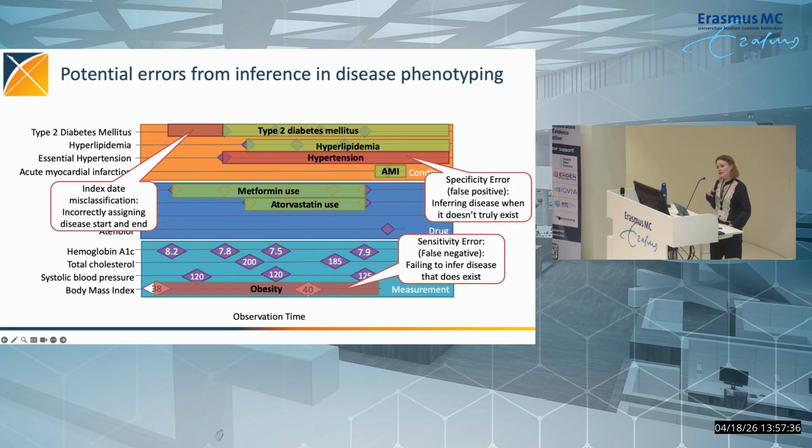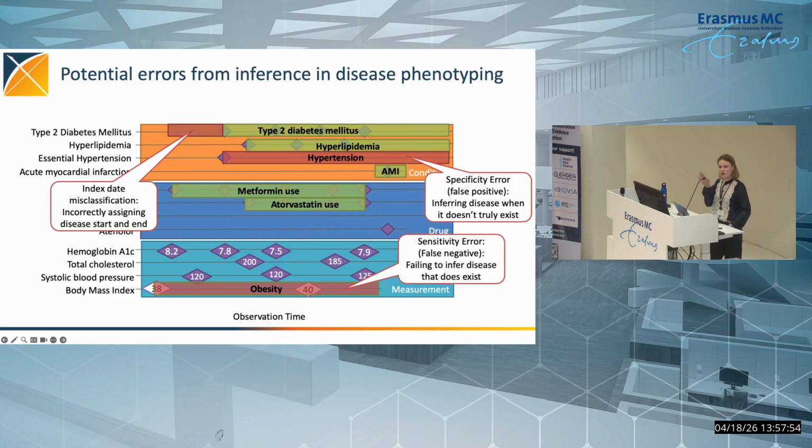We want to look at the sensitivity. Are we including all of the patients that have the disease, or are we missing some? And we want to look at index event misclassification, because you can include just the right patients, but at the wrong point in time. And that is not really covered in the literature a lot.